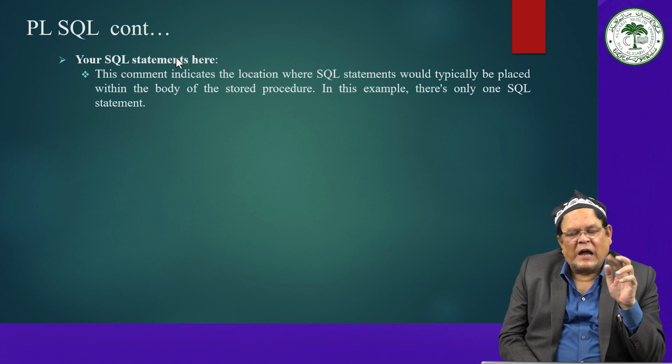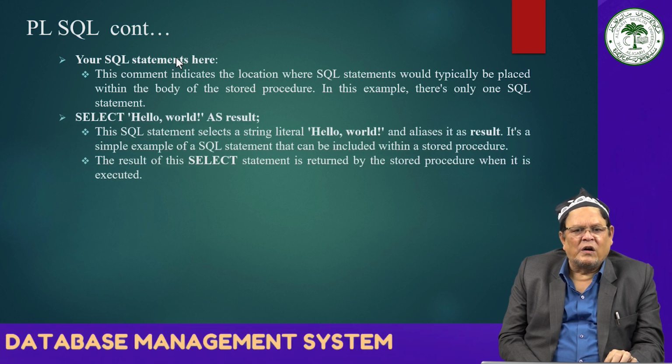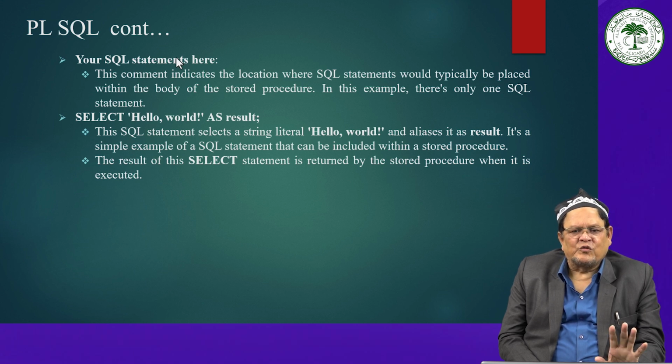The statement what you have typed on this, you can see in my slide. What is the meaning? This comment indicates the location where the SQL statement would typically be placed within the body. In this example, I have used only one SQL statement, select hello world, hello comma world within double quotes, as result. Alias is result. So this statement selects a string literal hello world and alias is result. It is a simple example of an SQL statement. And the result of this one is to return the stored value. When it is executed, it will return the value.